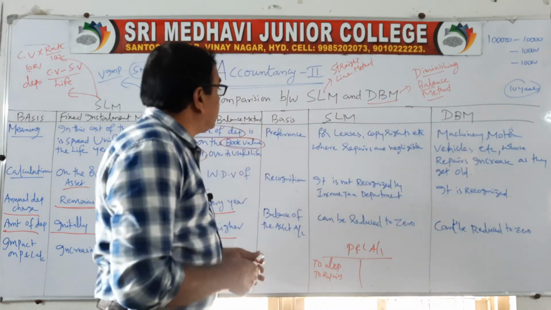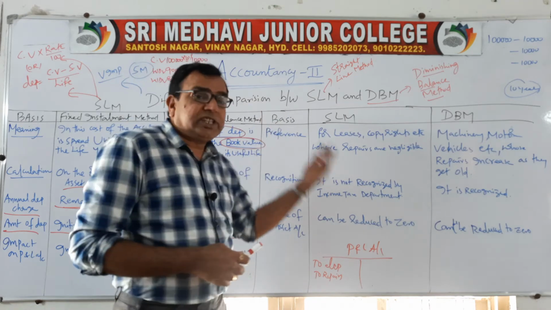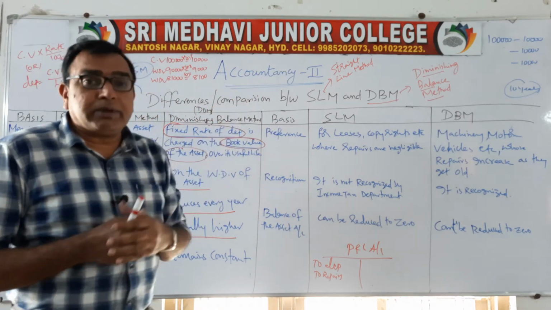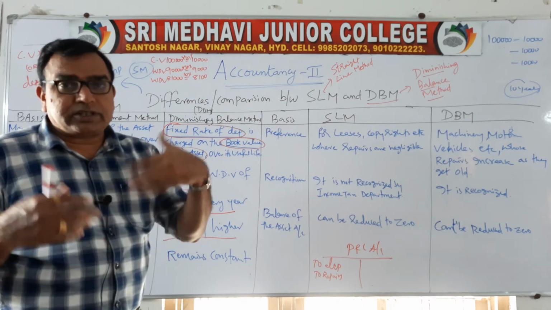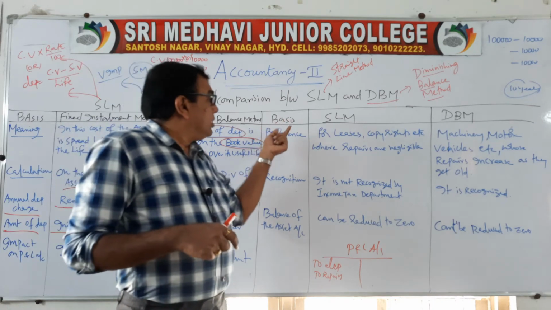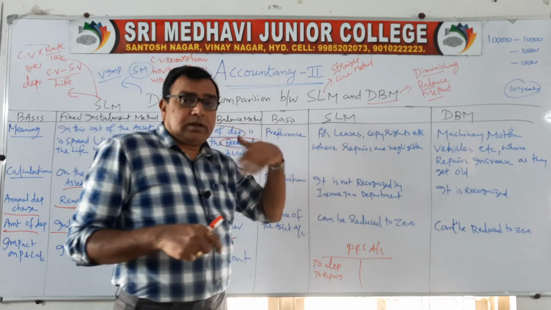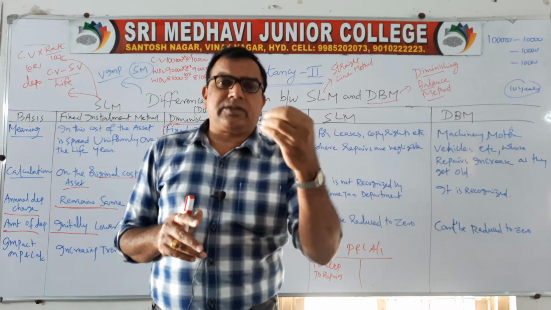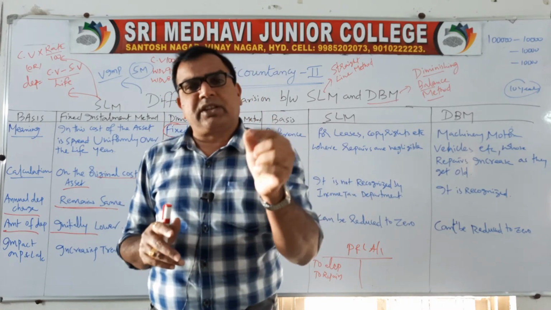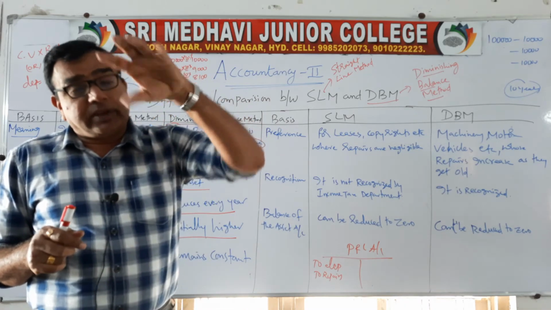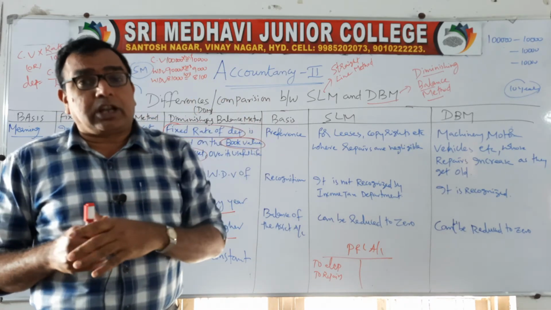Next, preference. For which assets is the straight line method preferable? For which assets is the diminishing balance method preferable? That means according to the nature of the assets, we have to apply the method. The straight line method is applied where repairs costs are negligible, meaning there are no repairs at all, or even if repairs are there, they are very minimal. In such cases, we apply the straight line method.